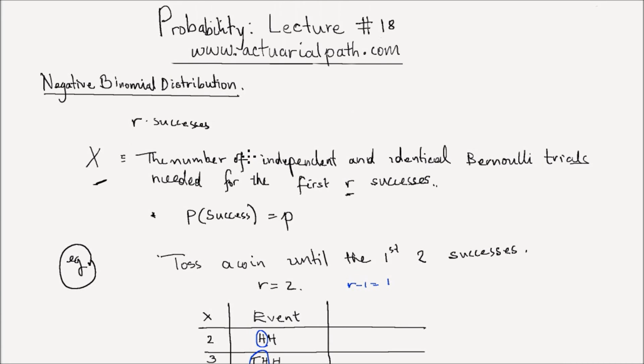In the first part of this lesson, we introduced the negative binomial distribution, and we said a negative binomial random variable counts the number of independent and identical Bernoulli trials needed for the first r successes. r is an integer here. Maybe the number of trials you need to find 2 successes or 3 successes, and so on.